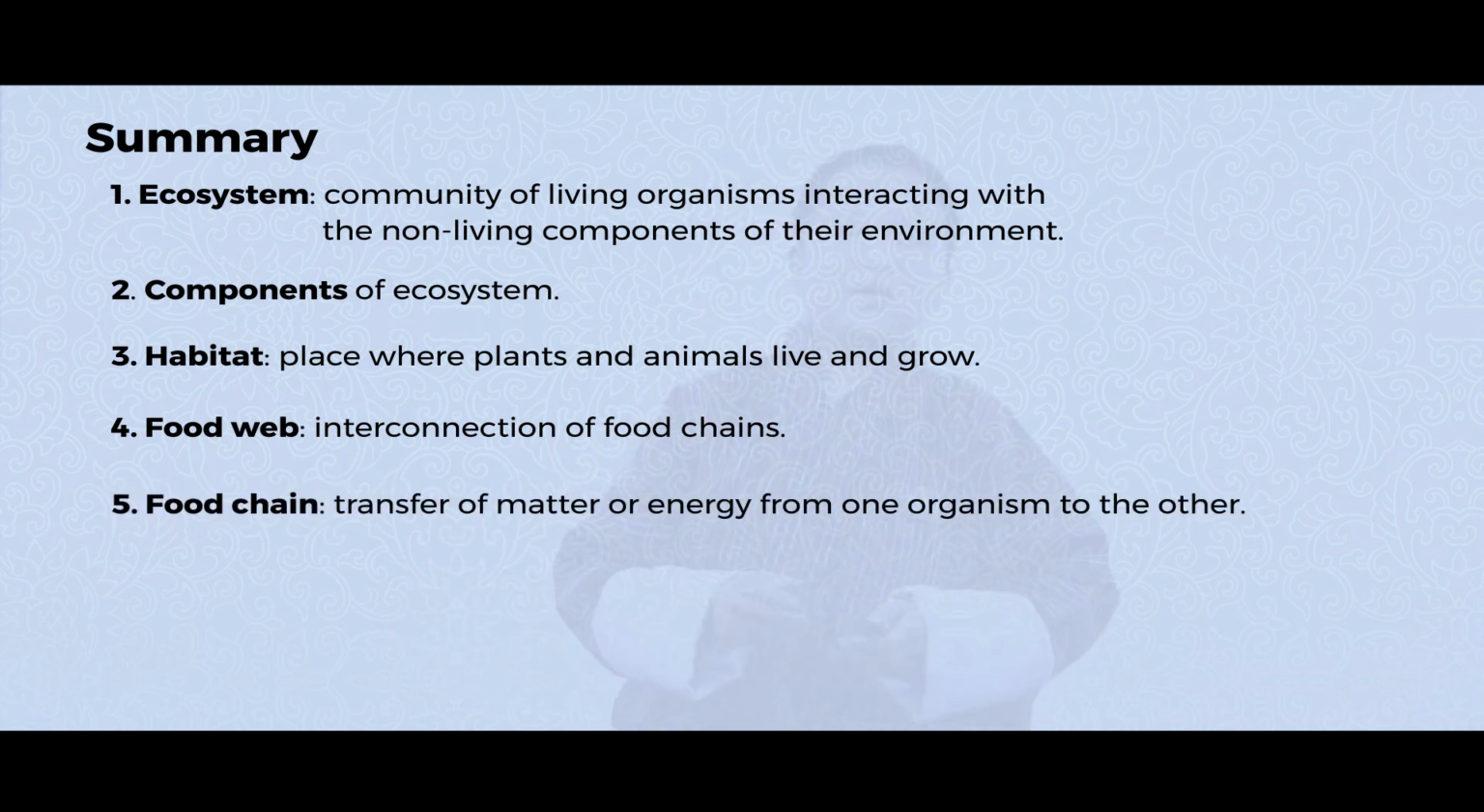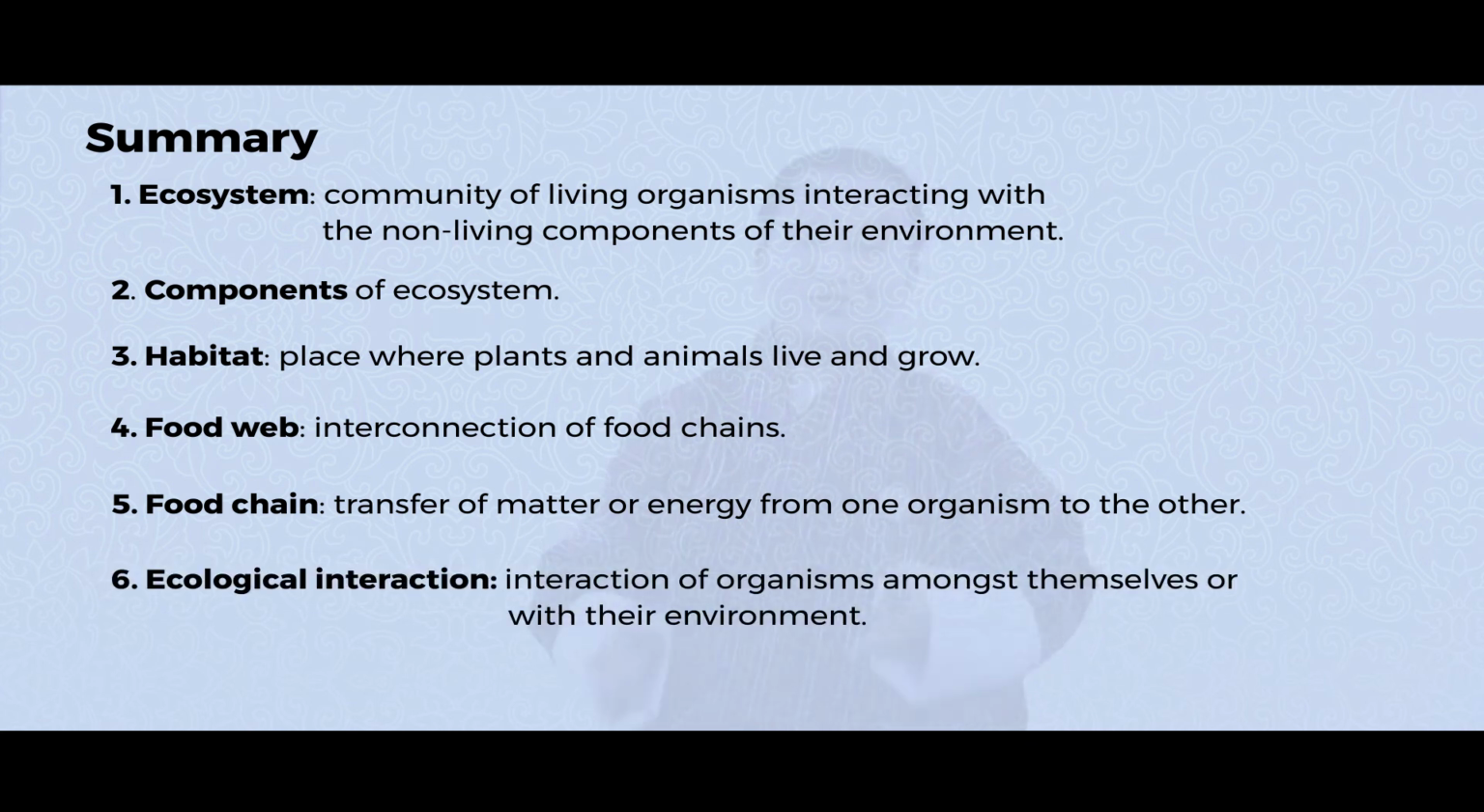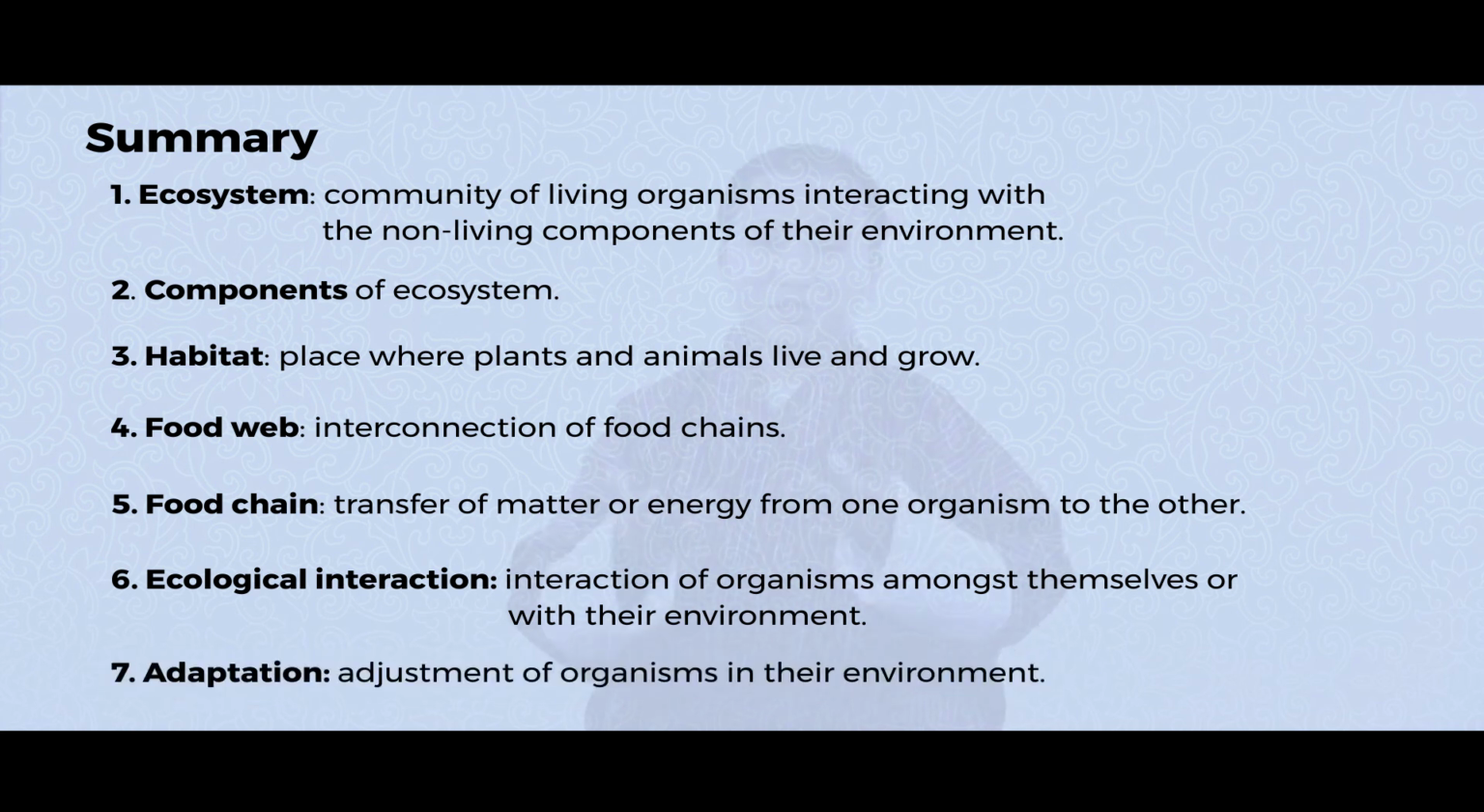And then we talked about ecological interactions, focusing on two types: positive interaction and negative interaction. Finally, based on the interaction, we said that organisms will be able to establish themselves in a particular place, and that ability of organisms to establish, grow, and reproduce, we call adaptation. So through adaptation, organisms will also be able to find the required resources such as food.